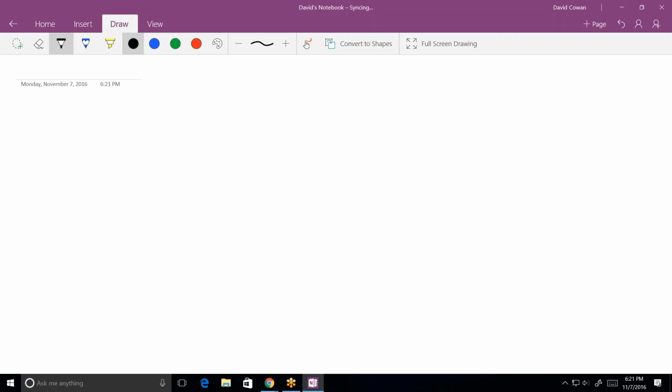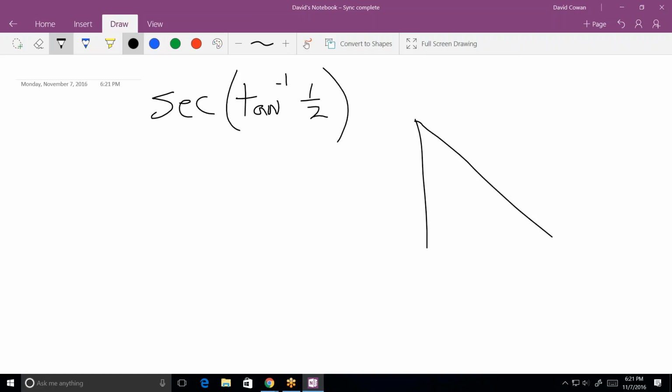Okay. Secant of the inverse tangent of 1/2. So let's draw our triangle. Label theta. Okay. Now what other part of that triangle can I label? The opposite side is 1. This being theta. The inverse tangent of 1/2 being theta.